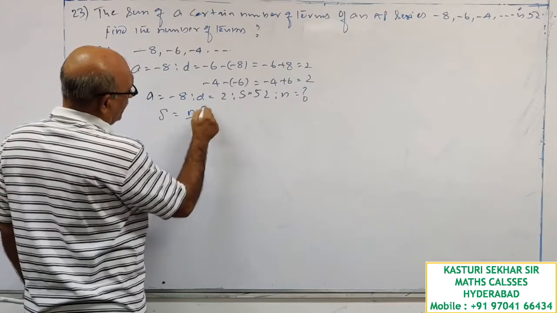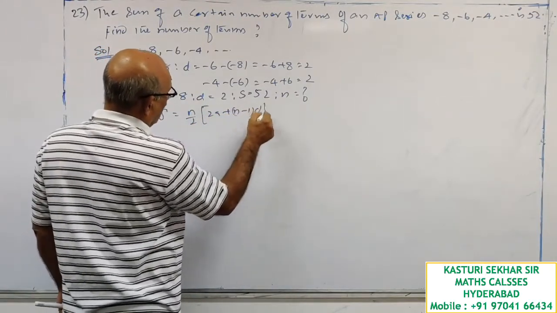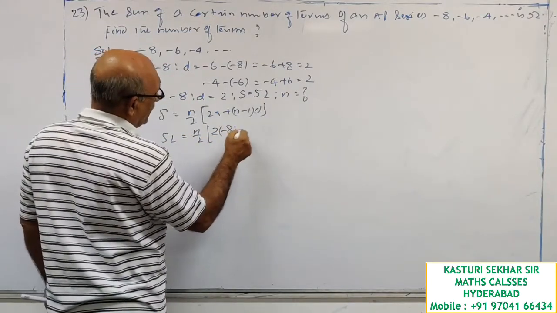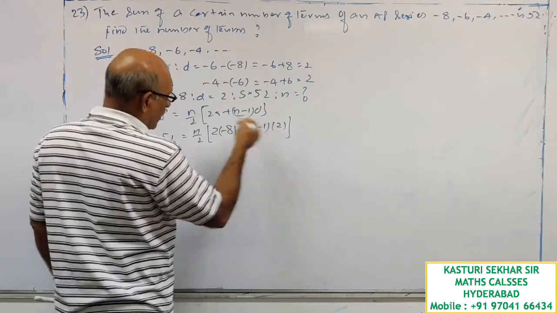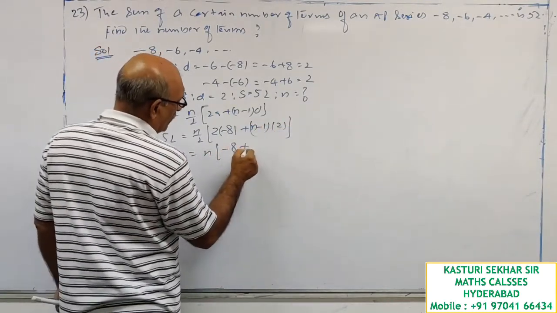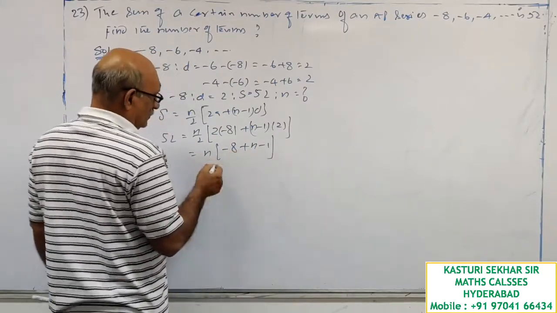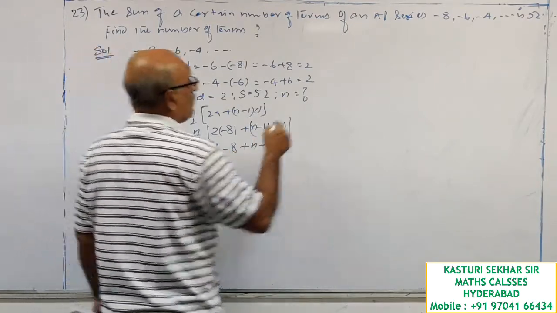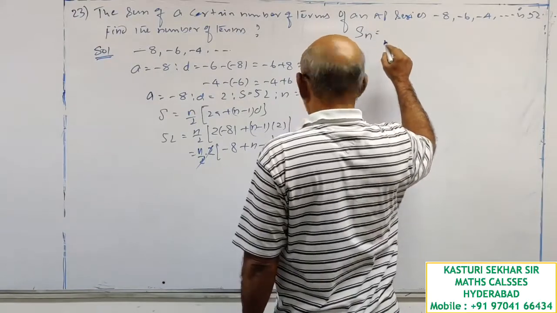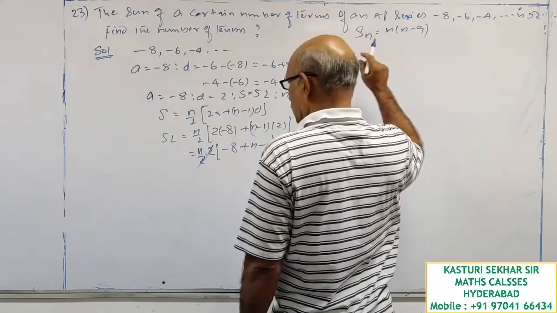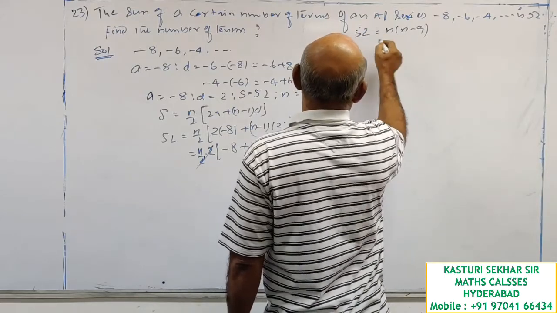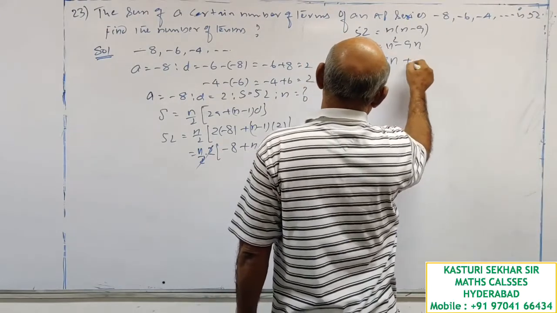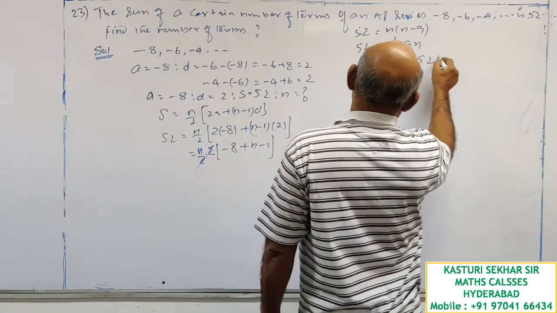S is equal to n by 2 into 2A plus n minus 1 into D. 52 is equal to n by 2 into 2 into minus 8 plus n minus 1 into 2. You can take 2 as common: minus 8 plus n minus 1. 2 cancel. Sn is equal to n into n minus 9. So 52 is equal to n square minus 9n. N square minus 9n minus 52 is equal to 0.